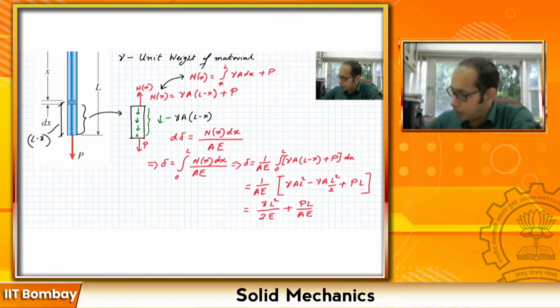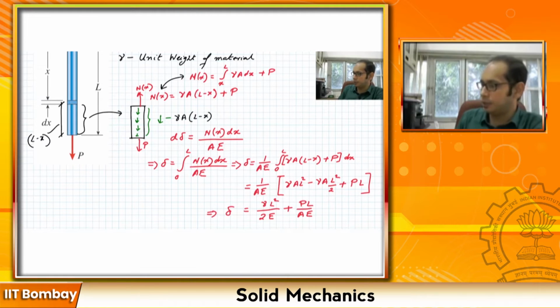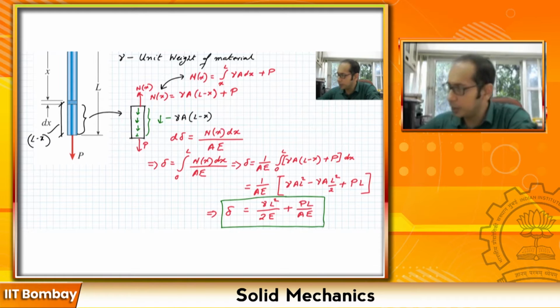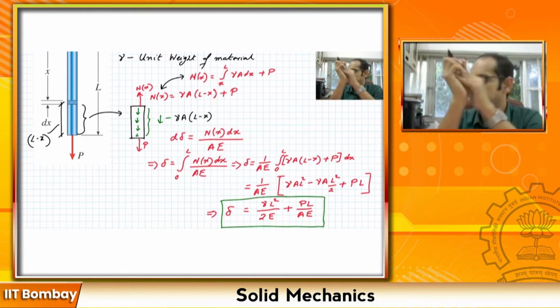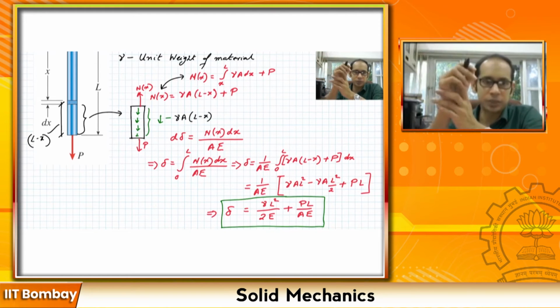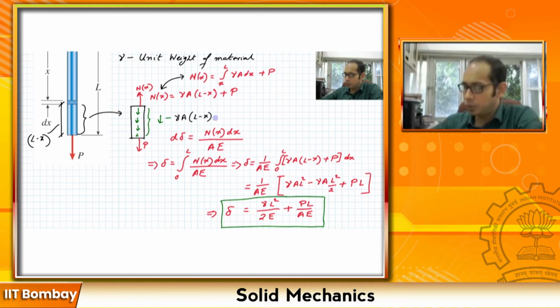So this is my eventual delta that I get. This is my final answer. But while I am marking this, I want you to introspect a bit. I want you to think, does it logically make sense? For instance, everything is a positive quantity. So yes, in addition to just having this load P over here, because you have a self weight, you will have some additional deflection, right?